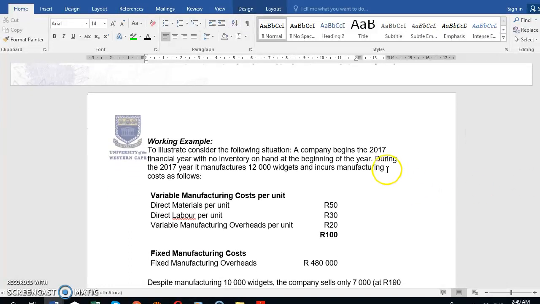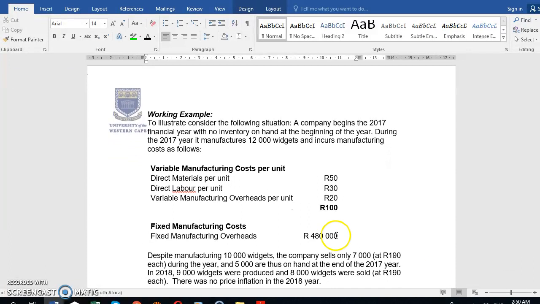Okay, during the 2017 financial year, it manufactures 12,000 widgets and incurs manufacturing costs as follows. The variable manufacturing cost per unit is direct material 50 Rand per unit, direct labor 30 Rand per unit, variable manufacturing overheads 20 Rand per unit, and the fixed manufacturing overhead is 480,000 for 2017.